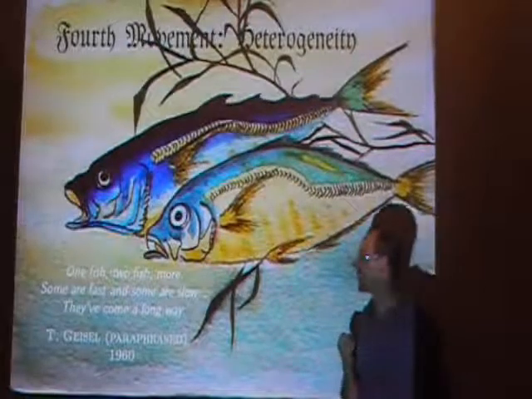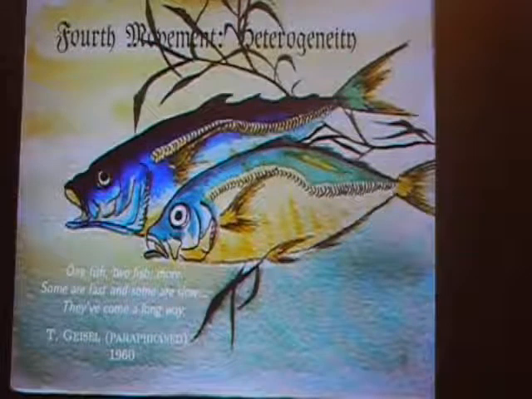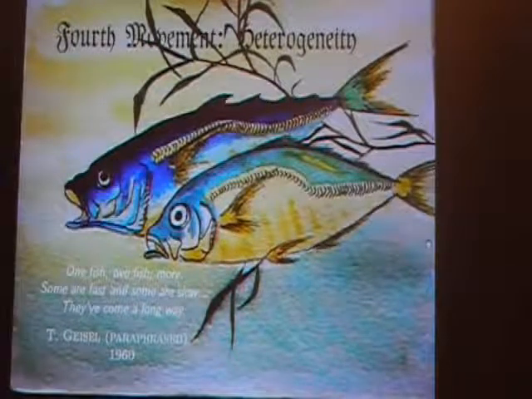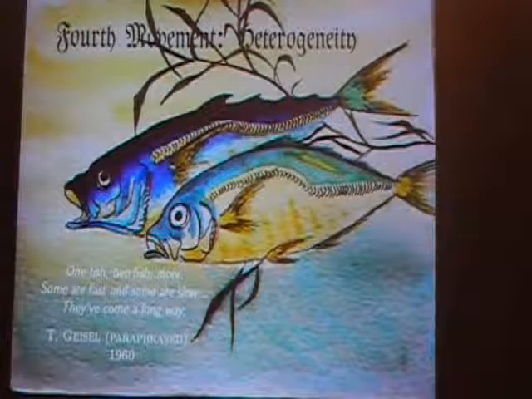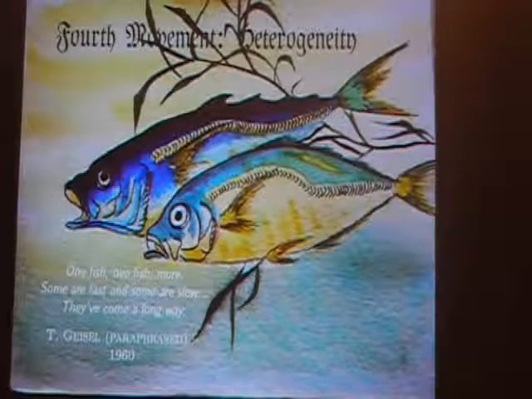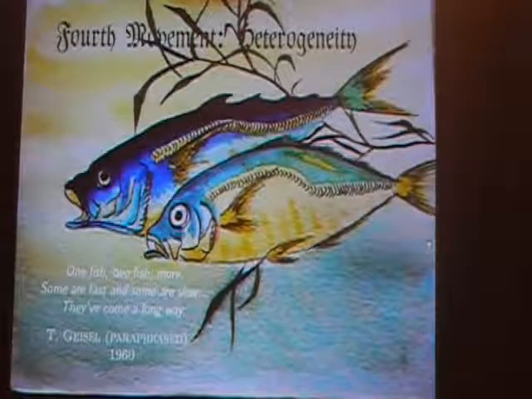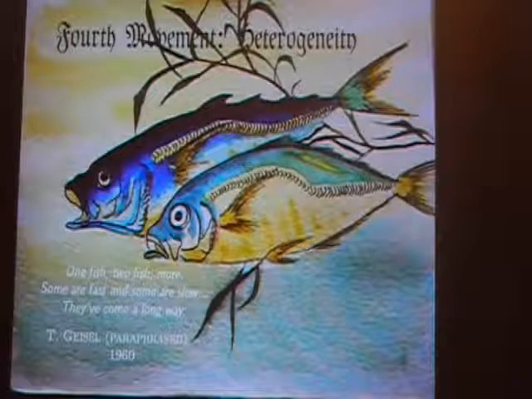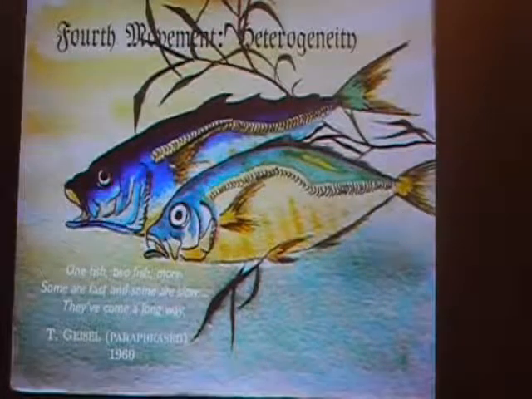So, one fish, two fish, more. Some are fast and some are slow. They've come a long way. And so this is sort of very explicitly acknowledging the fact that fish are different. Some are fast and some are slow. And that's what a lot of this talk is going to be about.